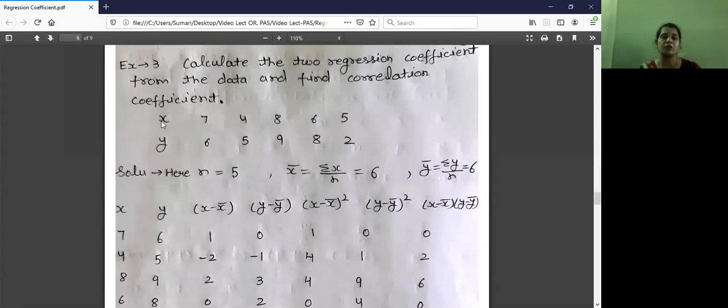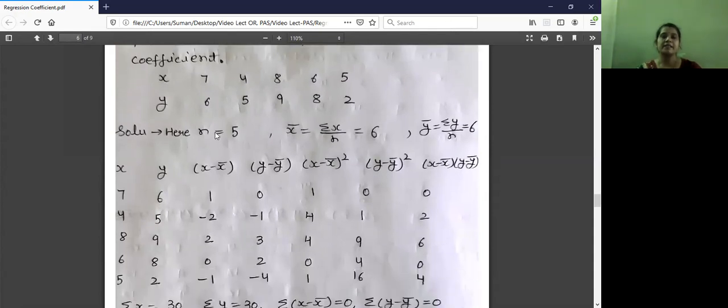We are given the value of x: 7, 4, 8, 6, 5, and the value of y is 6, 5, 9, 8, 2. So here n is equal to the number of terms, 5. X bar is equal to summation x upon n, that means 6, and y bar is equal to summation y, that means the sum of all these values divided by the number of terms, is equal to 6. So we have x bar and y bar both values of 6, 6.